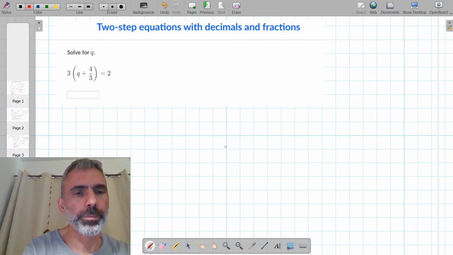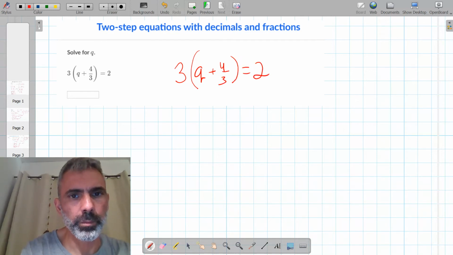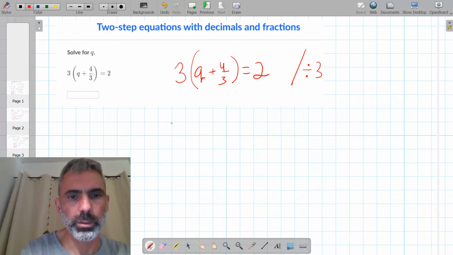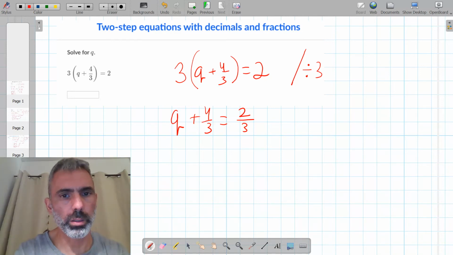Solve for q. Okay, so 3 times, in the parentheses we have q plus 4 over 3 equals 2. So the first thing will be to divide both sides of the equation by 3, because I want to isolate the parentheses with the q inside. So I divide both sides of the equation by 3. So on the left hand side I am left with q plus 4 over 3, and on the right hand side I have 2 over 3, which is 2/3.